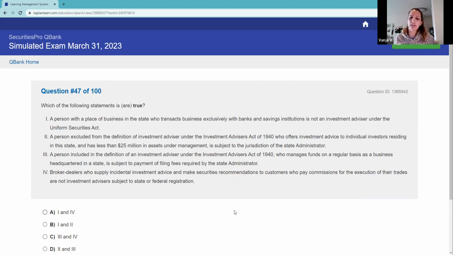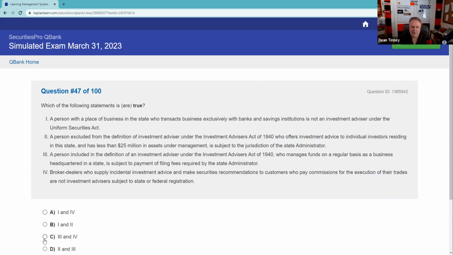The point on the first one is, does he have to register or not? But it kind of is an investment. Okay, maybe 3 will save me. Hold on. A person included in the definition of investment advisor under the Investment Advisers Act of 1940 who manages funds on a regular basis as a business headquartered in the state. I'm gonna go with 3 and 4. I'm gonna go with C.